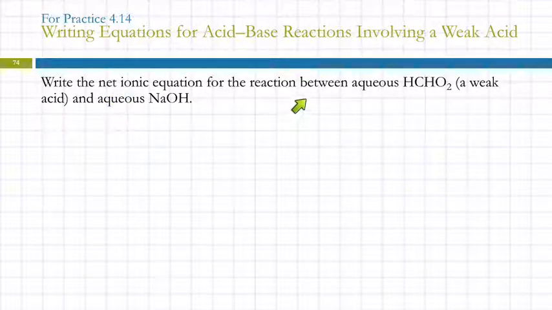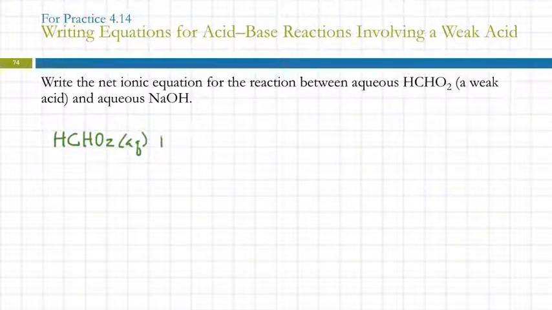Net ionic equation for reaction between formic acid, HCHO2, a weak acid. They were like really thoughtful here and pointed that out to us. And aqueous sodium hydroxide. Even though they don't ask us for a molecular equation, it doesn't hurt to start writing one. So there's our acid, so that's aqueous. And we've got sodium hydroxide.